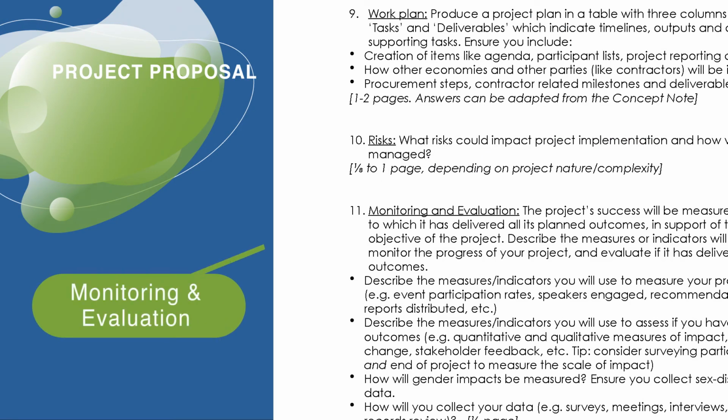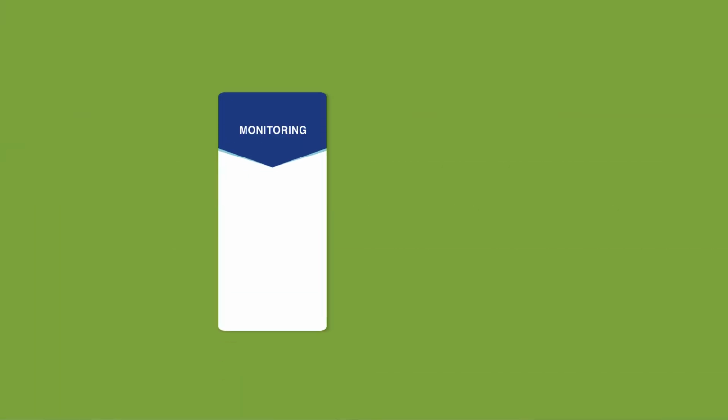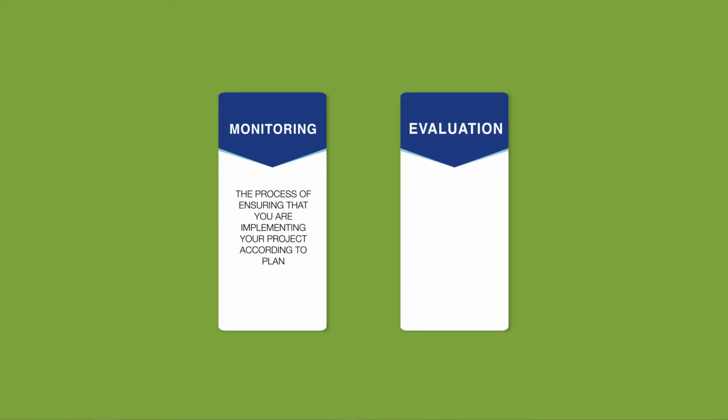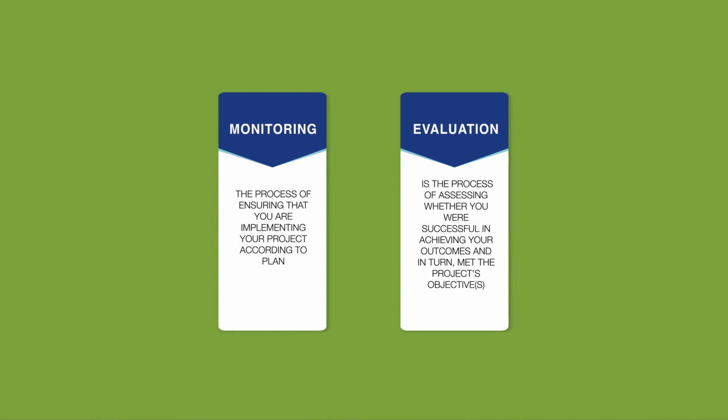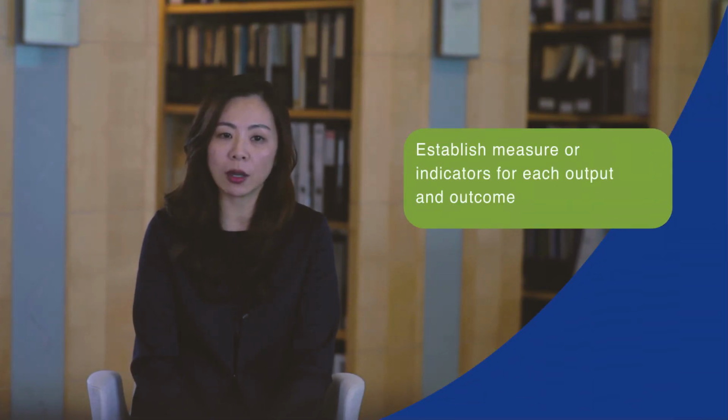Monitoring and evaluation, or M&E, is central to your project management. Monitoring is the process of ensuring that you are implementing your project according to plan. That is, you are delivering what you set out to do in your BMC-approved project proposal. Evaluation is the process of assessing whether you were successful in achieving your outcomes and, in turn, your project objectives. You should establish measures or indicators for each output. For example, target participation rate at the project's event. You must set an appropriate target for female participation, including female speakers and experts.